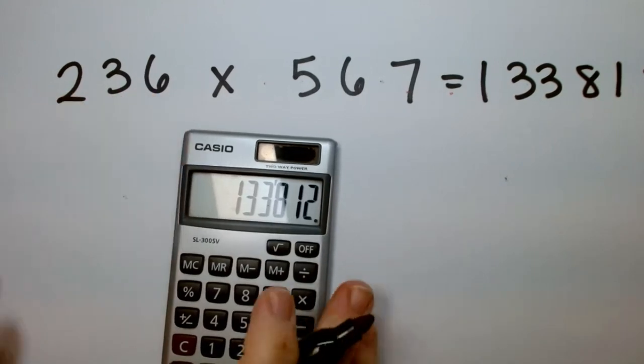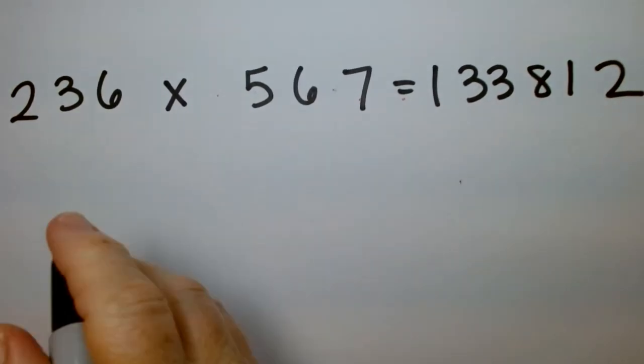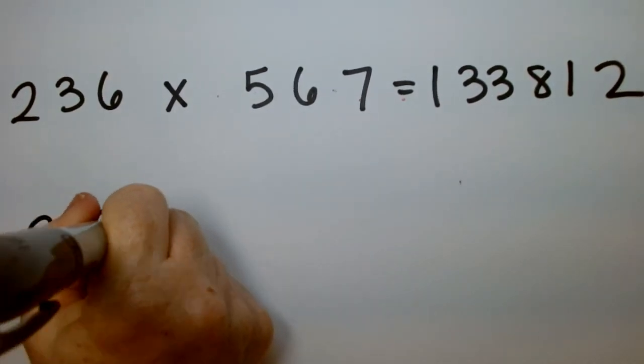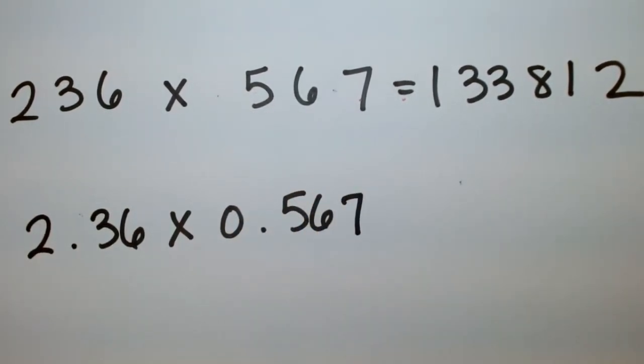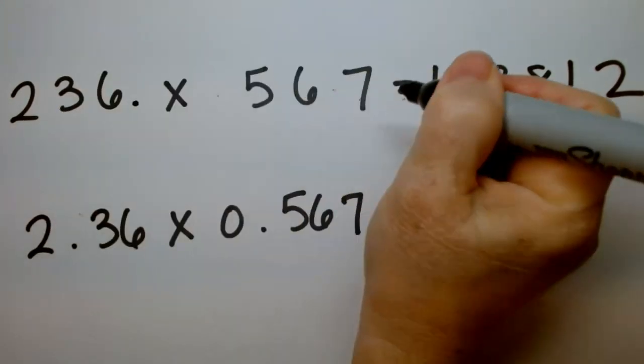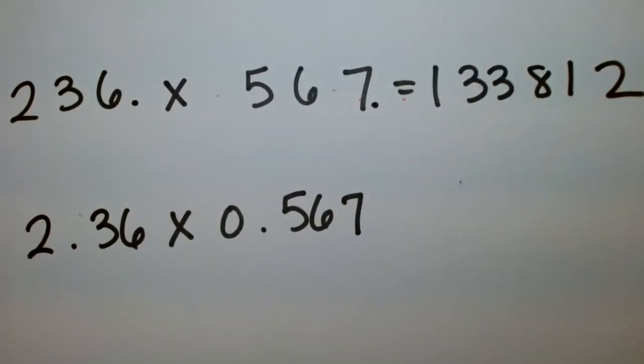133812. Okay, so there's our number. I'm going to adjust this problem. 2.36 times 0.567. You tell me the answer. What's the answer? All right, did you get it? Okay, there's a decimal point. You want to know where the decimal point is. It's always at the end of the number.